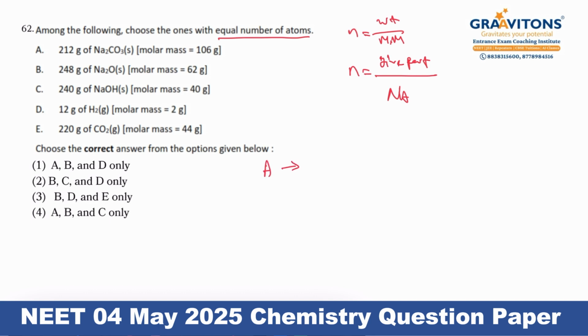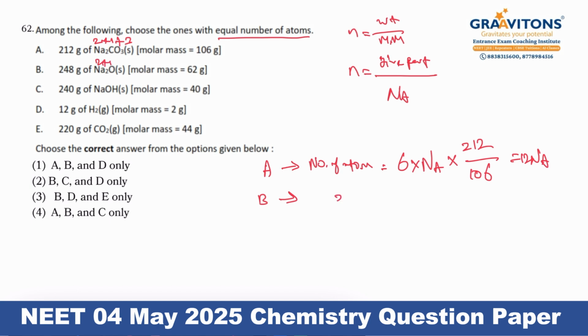If I consider A and calculate the total number of atoms, it is 2 Na, 1 carbon and oxygen 3. So totally we are getting 6, into Avogadro number of particles into given weight divided by molecular weight, which gives you 12 Na. Similarly, for B, the total number of atoms is 2 plus 1, 3. So 3 into Na into given weight here, 248 divided by 62, and that gives you the answer 12 Na.